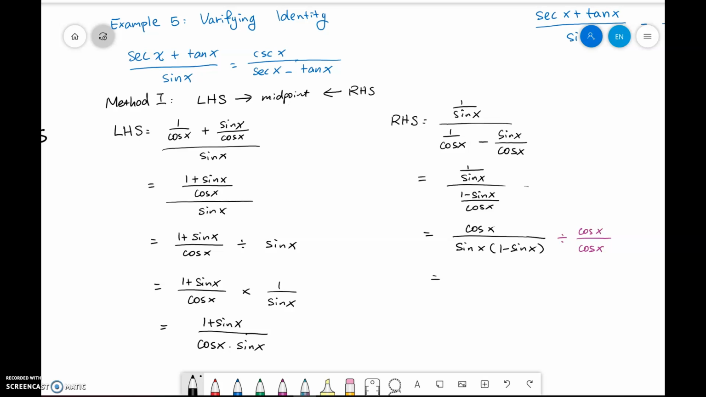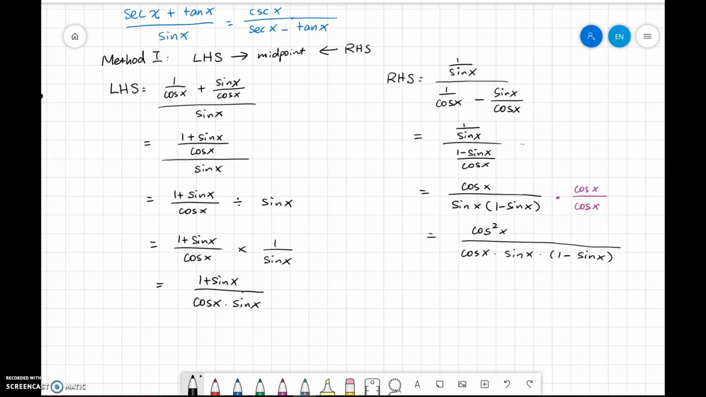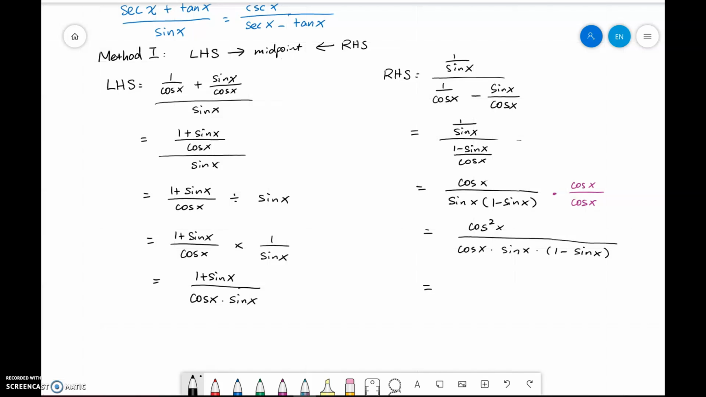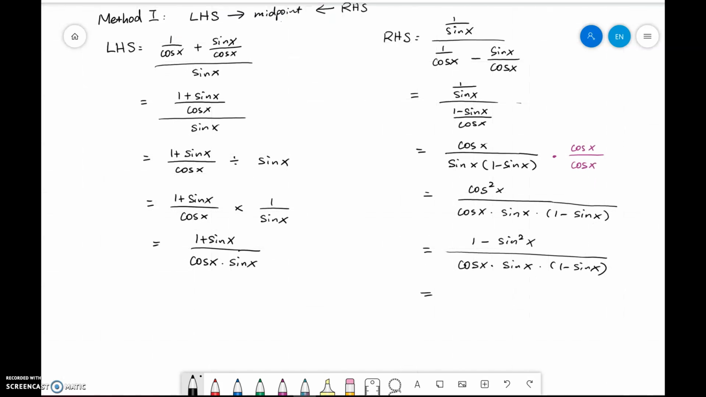When I'm going to multiply, after I multiply them, I will end up with cosine squared of x, all over cosine of x times sine of x, which is what I want, but with a little bit extra, 1 minus sine of x. So here I'm going to use the identity, which I'm going to use to rewrite cosine squared x as 1 minus sine squared x. And then I'm going to factor the 1 minus sine squared into 1 plus sine of x times 1 minus sine of x.